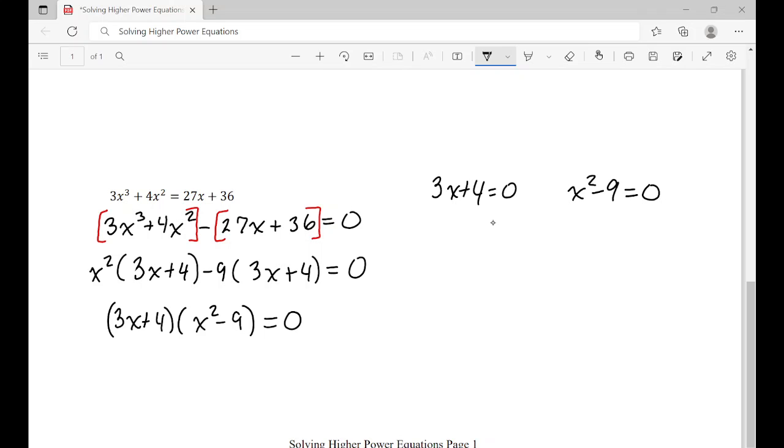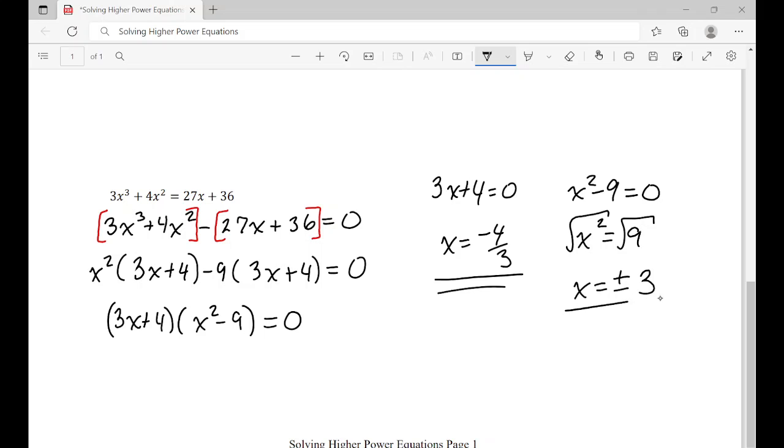Subtract the 4, divide by 3, going to get x equals negative 4/3. So one answer. And then here, add 9 over, x squared equals 9. Square root both sides. I'm going to get x equals, and again, because I took the square root, plus or minus, and then the square root of 9 is 3. So my solutions for this equation are going to be negative 4/3, positive 3, and negative 3.